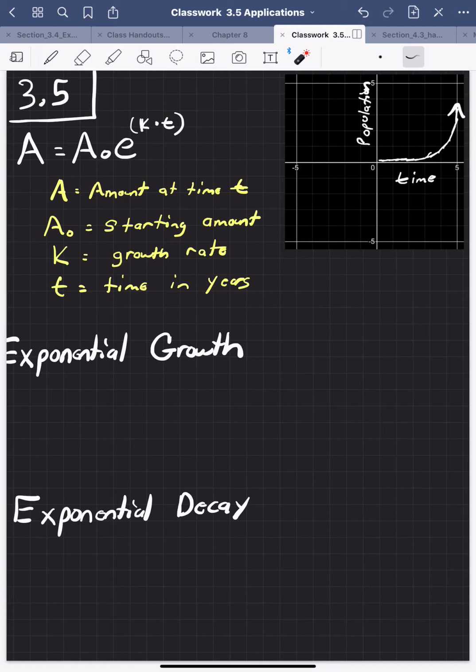Section for Chapter 3 is Section 5. And it's going to be a relatively short section because we've already done some of the applications and modeling. What I want to do is one more word problem, one more application. And this is dealing with population growth.